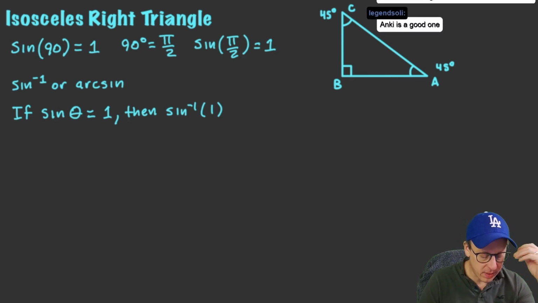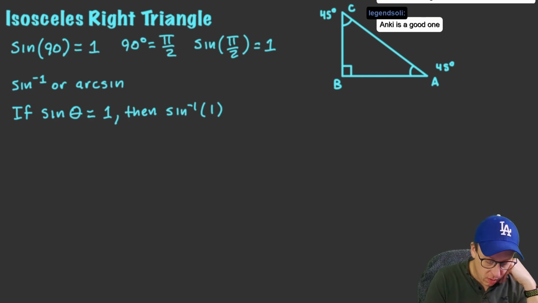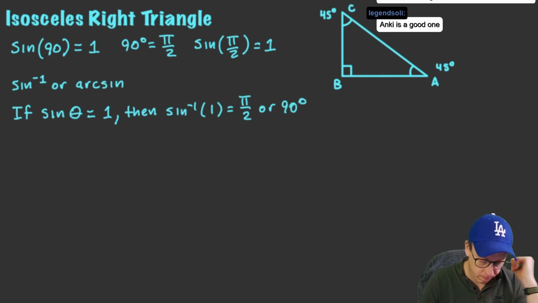All right, so in circumstances in which sine of some angle is equal to 1, then you know that the arcsine of 1 is going to be equal to pi over 2, which is also equal to 90 degrees.